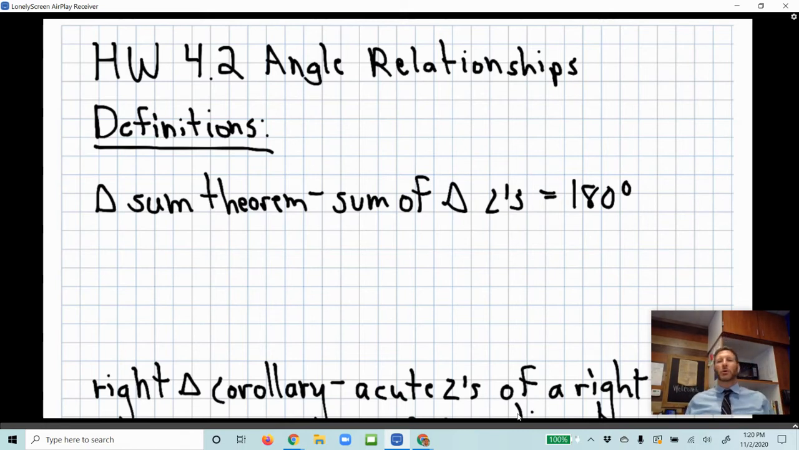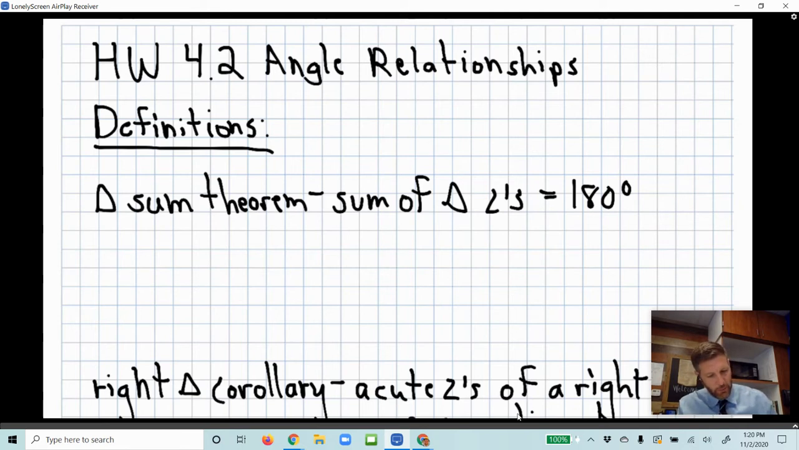We're going to cover homework 4.2 on angle relationships. We've got a number of definitions here, and they're going to be really important because they allow you to solve for the angles within triangles by knowing these special relationships. They're not exactly terms to know, but they're special circumstances to be aware of. So let's jump right in.